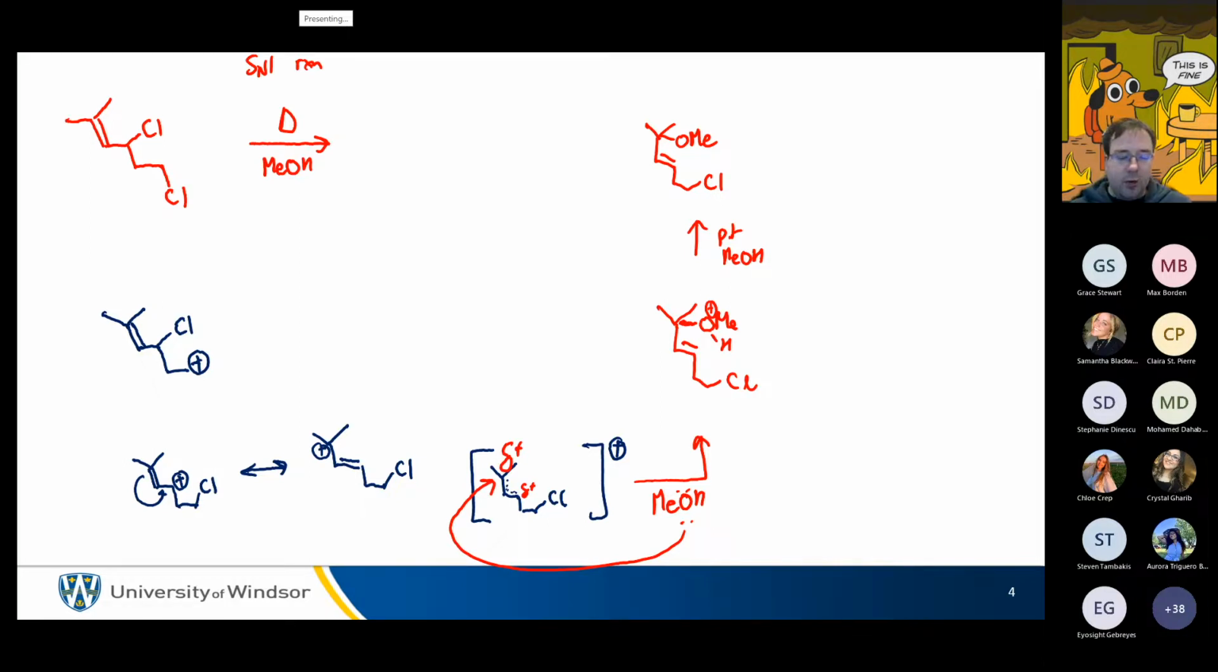And I just want to, just for a second, contrast that with this situation. Because although there's maybe more formal positive charge on the oxygen, I'm messing this up. That's in resonance.